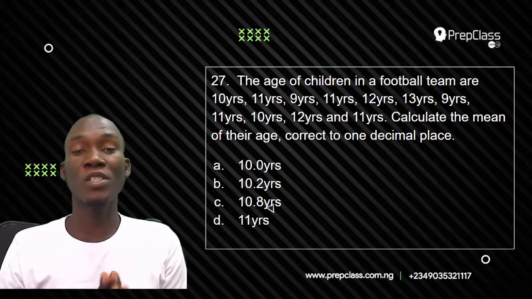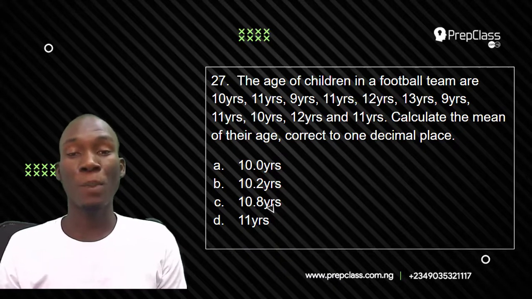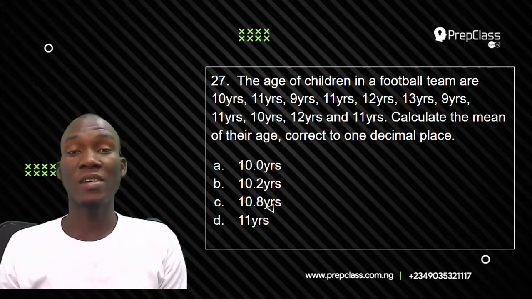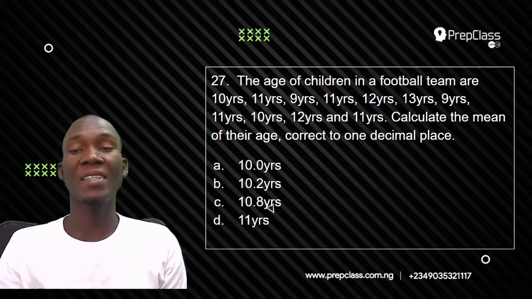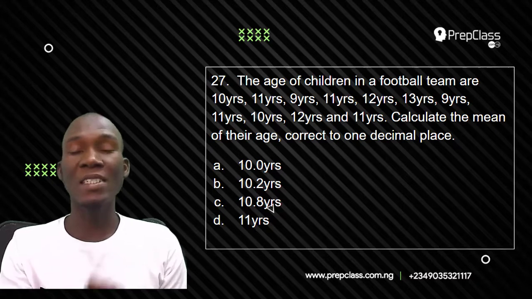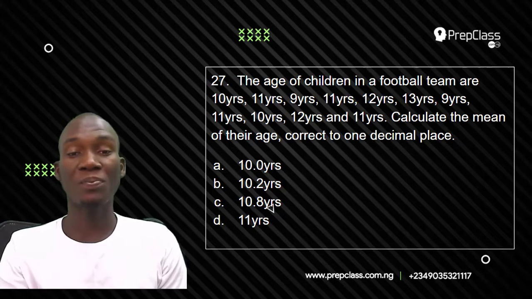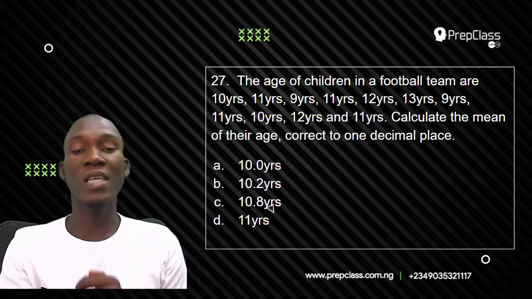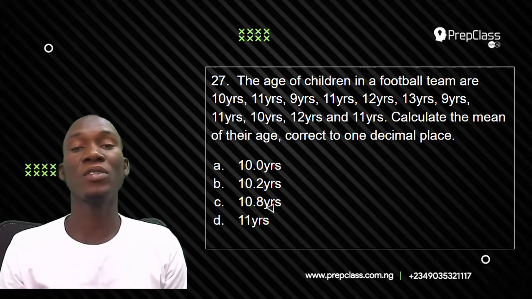The next question, question number 27. The ages of children in a football team are 10 years, 11 years, 9 years, 11 years, 12 years, 13 years, 9 years, 11 years, 10 years, 12 years, and 11 years. We are to calculate the mean of their age correct to 1 decimal place. Now we have the options. A, 10.0 years, B, 10.2 years, C, 10.8 years, and D, 11 years.